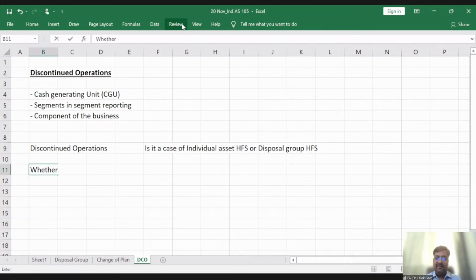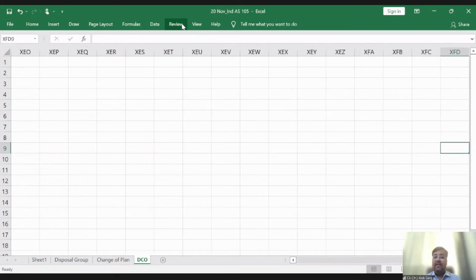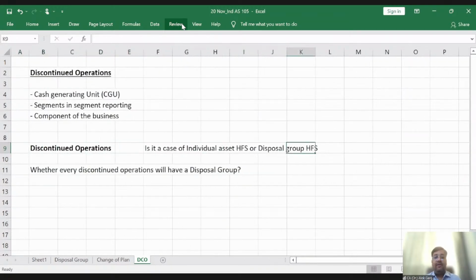Whether every discontinued operation will have a disposal group, right? We have seen the accounting of disposal group. We have seen the accounting of asset held for sale. So discontinued operation, is it a case of individual asset or a disposal group held for sale?